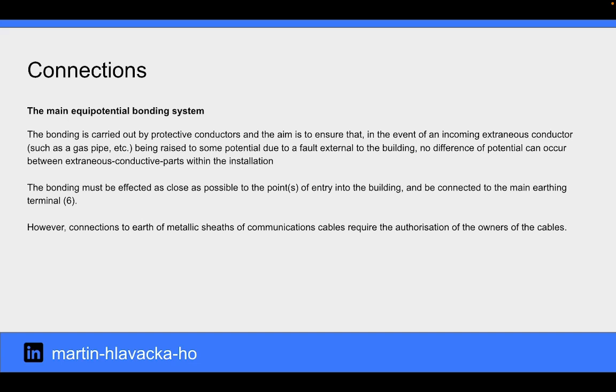Connections: the main equipotential bonding system. The bonding is carried out by protective conductors, and the aim is to ensure that in the event of an incoming extraneous conductor being raised to some potential due to a fault external to the building, no difference of potential can occur between extraneous conductive parts within an installation. The bonding must be effected as close as possible to the points of entry into the building and be connected to the main earthing terminal. However, connections to the earth of metallic sheets of communication cables require the authorization of the owners of the cables.